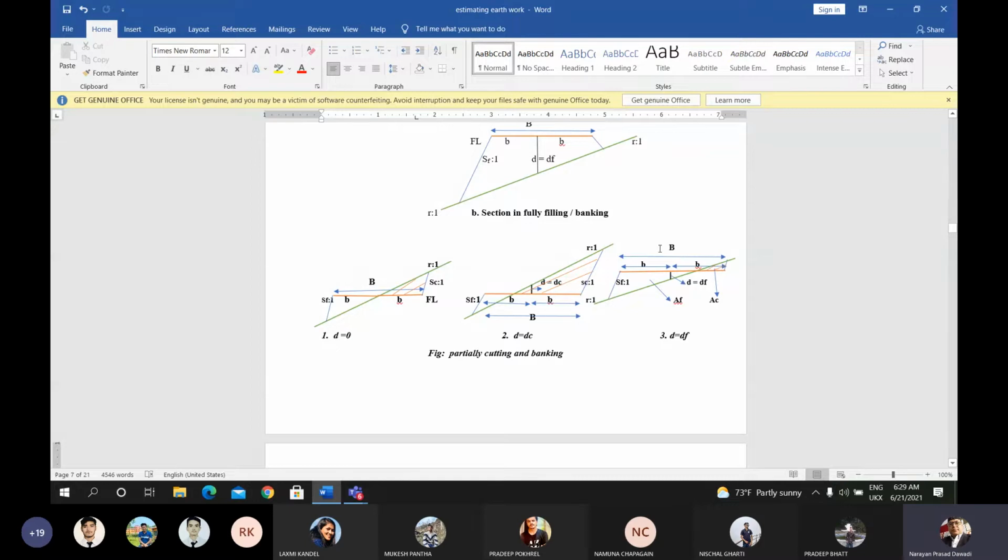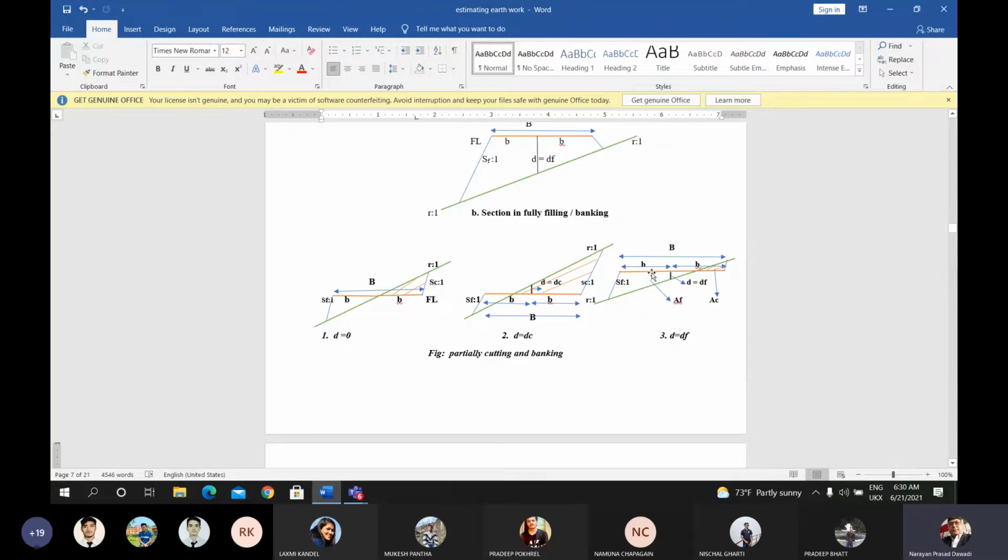Okay, the total width of the road is 10 meters, so the half width of the road will be 5 meters, 5 meters. Two types of area will be seen for that case, the area of cutting as well as the area of filling, but the area of filling is greater than the area of cutting for providing the depth of the filling case as the partial case.